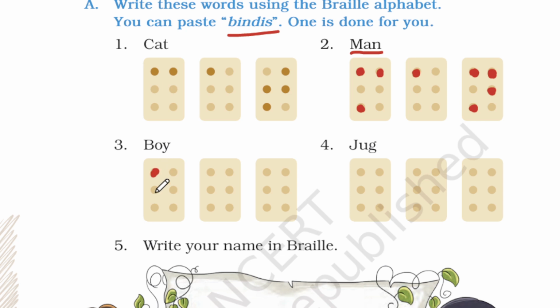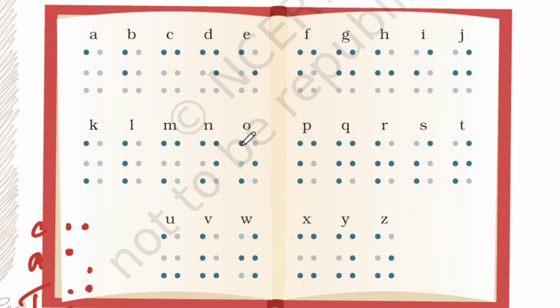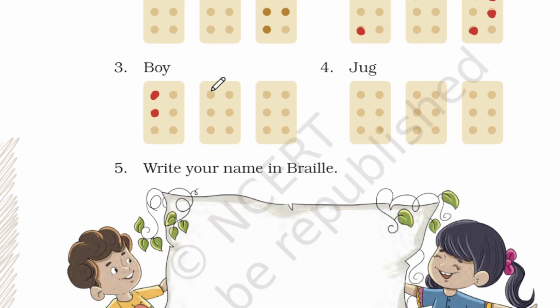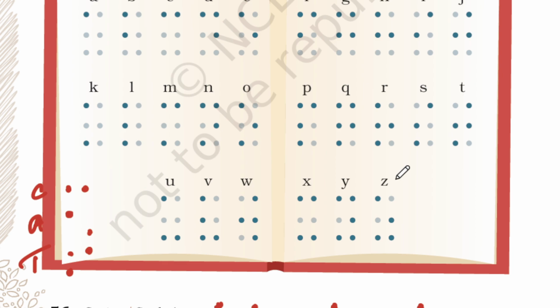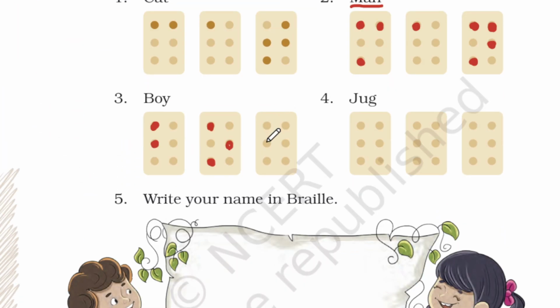So B, and for O. So where is O here? O is here. So 1, 2, 3. 3 dots for O. And for Y. Where is Y? Y is here. So other than this dot, all dots are there in Y. So we have to leave only this dot. So we have to put all the other dots.